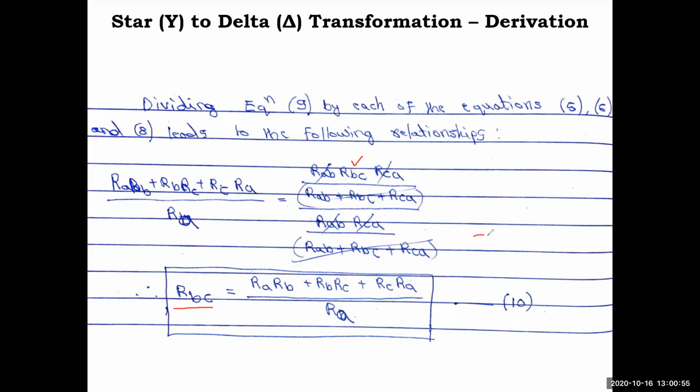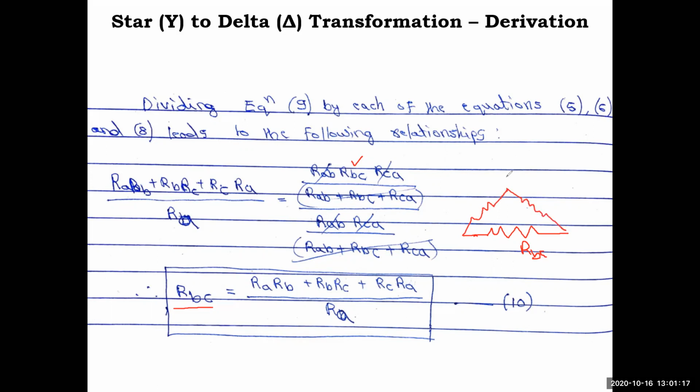Where is RBC coming? So any order we can calculate. So this is the delta term RBC, the bottom one. So this is RBC we are calculating. Okay, so what you got? RA RB RC plus RC RA by RA. That means what? In the Y network, so this is the Y network.